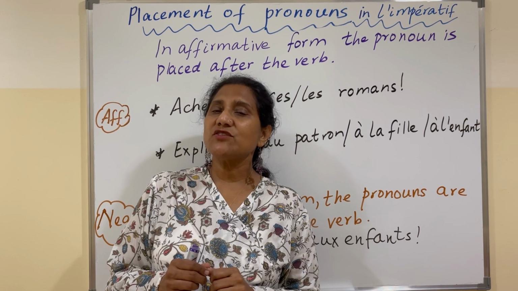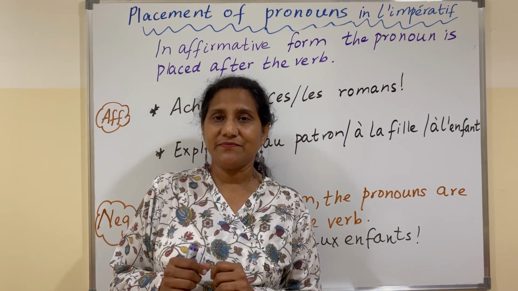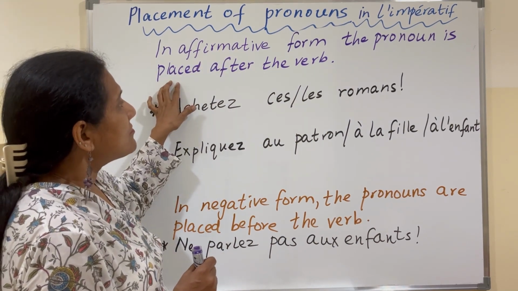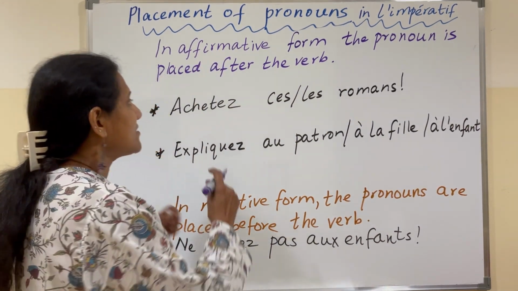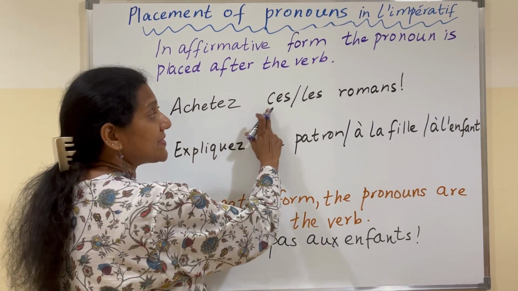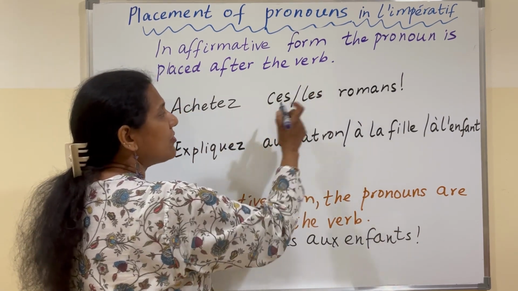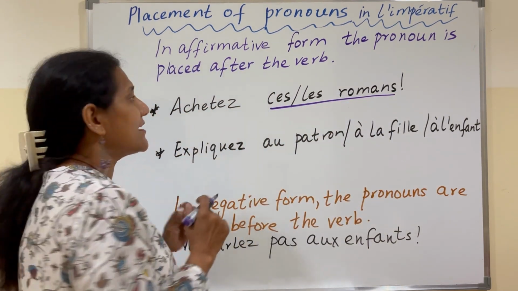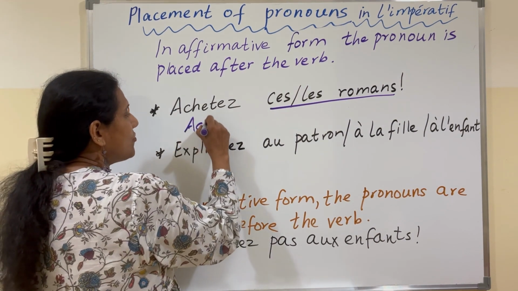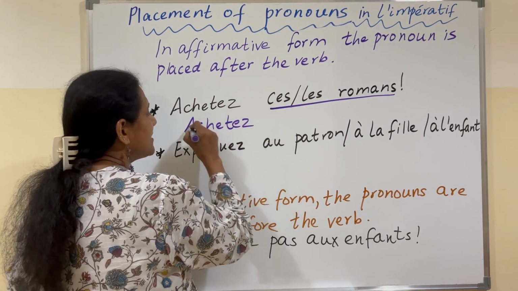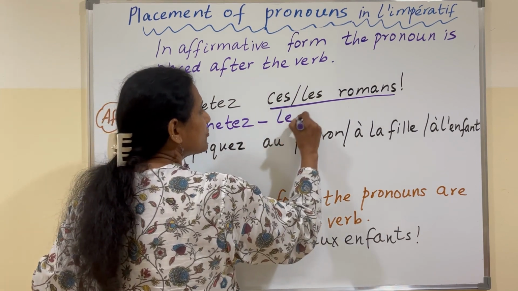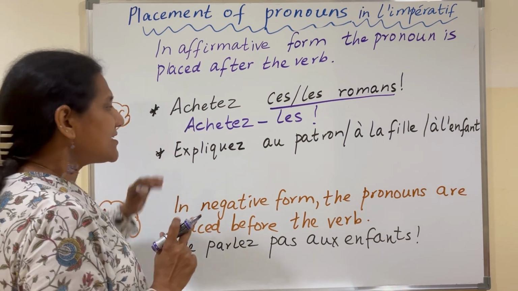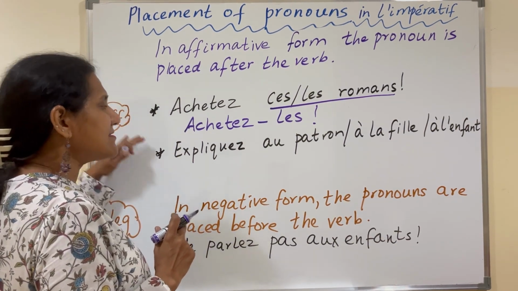Let's look at the placement of pronouns in the imperative. Now, in the imperative affirmative form, the pronouns are placed after the verb. So here we've got acheter, it could be ces romans, it could be les romans. So whatever it is, it will be replaced. This is a direct object. It would be replaced by les. So we write the verb in infinitive, put a hyphen and put les. So acheter les.